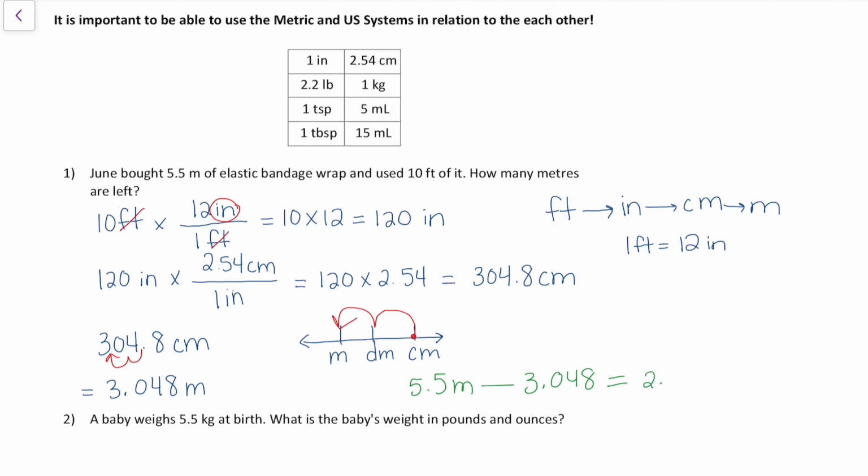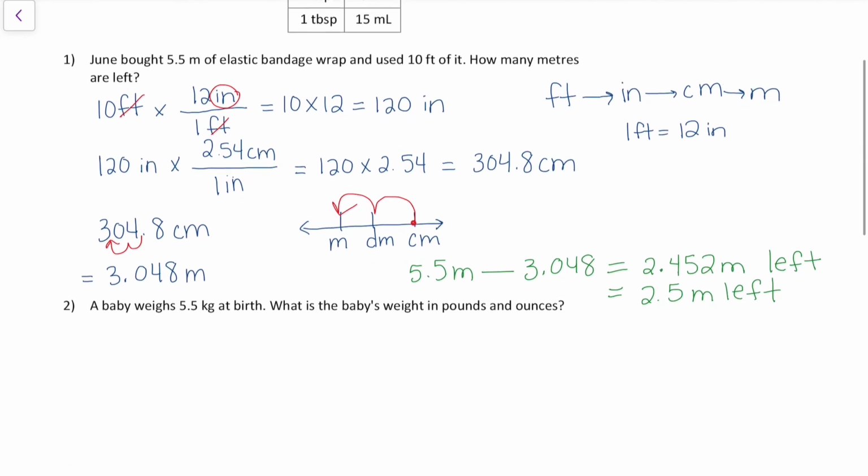And I get 2.452 meters are left. This doesn't specify a rounding, so I'm going to use the lowest number of significant digits. In this case, 5.5 only has 2 significant digits, so I'm going to round this one to 2 significant digits as well. So I have 2.5 meters left.